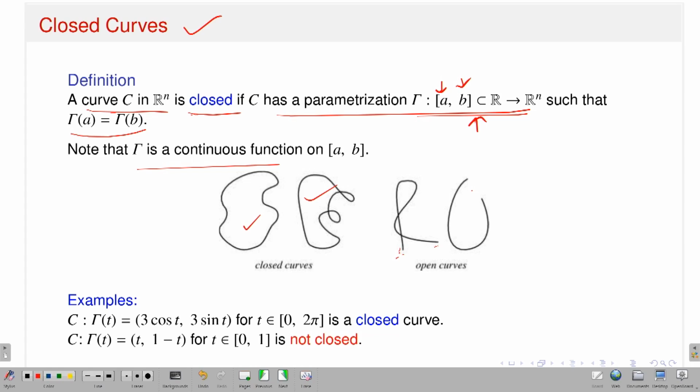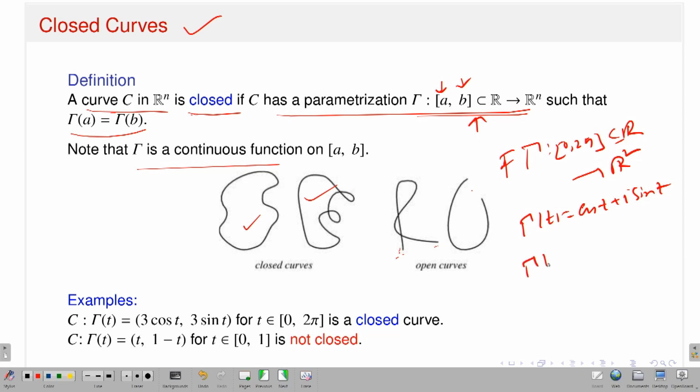One simple closed curve you can easily see is the circle. So for example, what is the parameterization? Suppose I have a gamma from 0 to 2 pi, a subset of R, to R2. How do I define it? Say gamma t is cosine t plus i sin t. Now at t equal to 0, gamma 0 is 1, since sin 0 is 0. And at gamma 2 pi, again sin 2 pi is 0 and cos 2 pi is 1, again 1. So therefore gamma 0 is equal to gamma 2 pi.